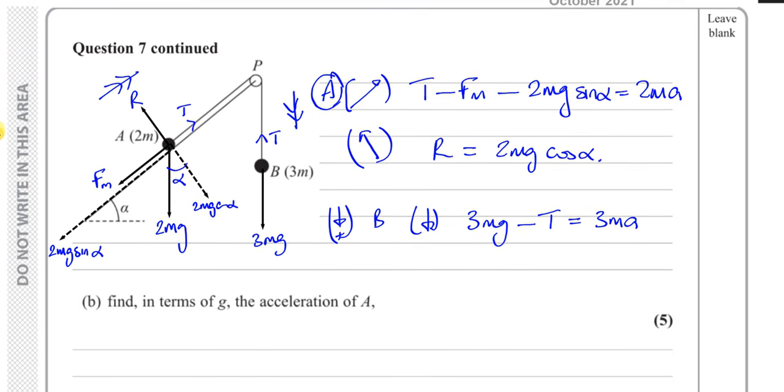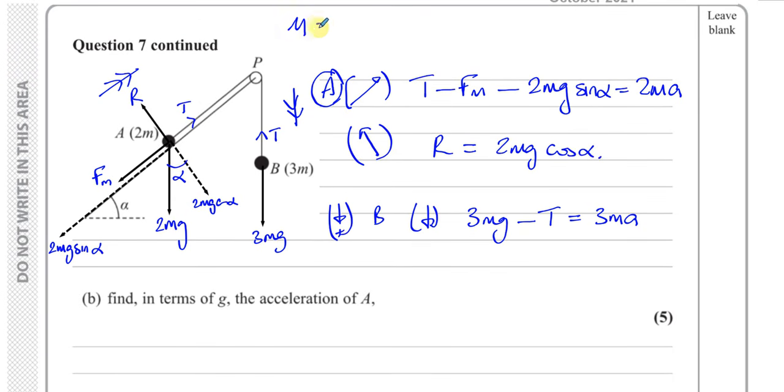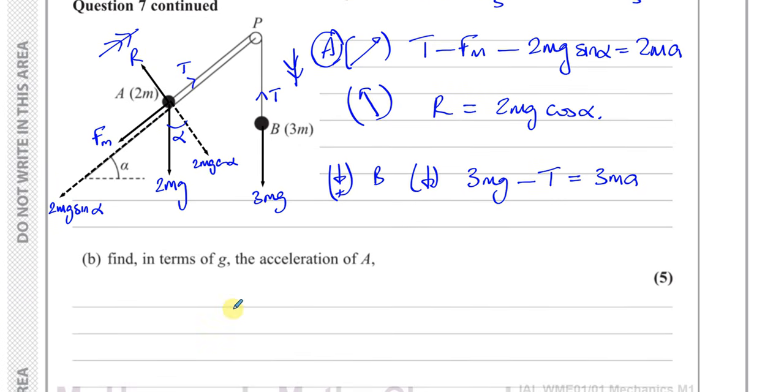Okay, so remember we have from the first page that mu is a half. We said sine of alpha is 3/5, and the cosine of alpha was equal to 4/5. Those are the things that we deduced from the information they gave us in the earlier part of the question. So we've got to find in terms of g the acceleration of A, so we've got to find what a is in terms of g. So let's start filling in some of these bits of information.